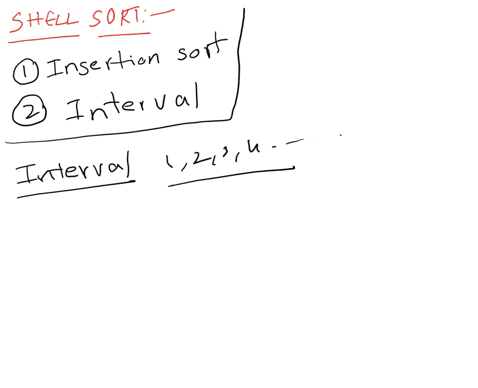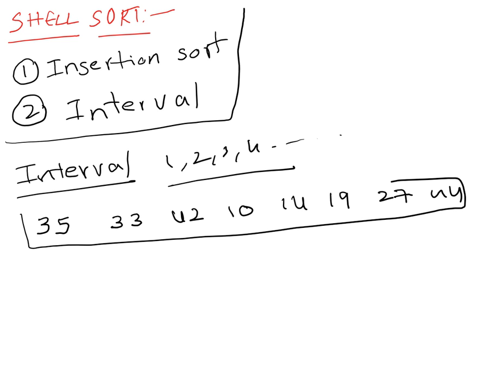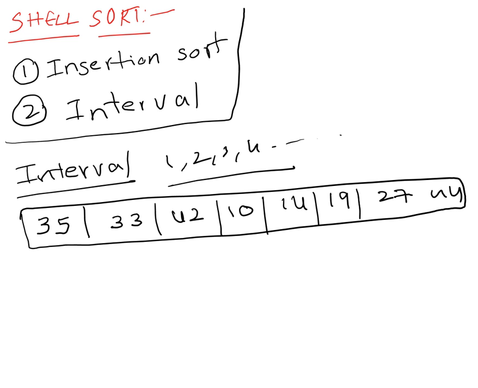Now assume that in an array we have the elements 35, 33, 42, 10, 14, 19, 27, 44. These are the elements we have in the array. We need to sort these elements. So now, for example, take the interval as 5. How much is the interval?